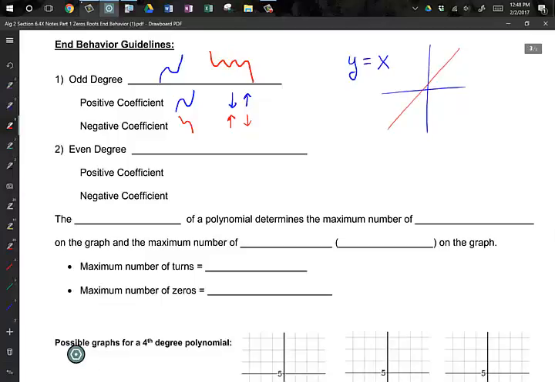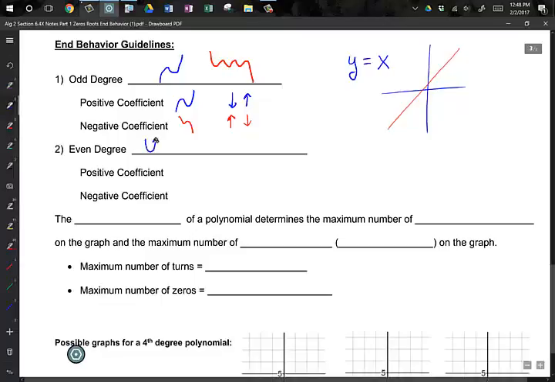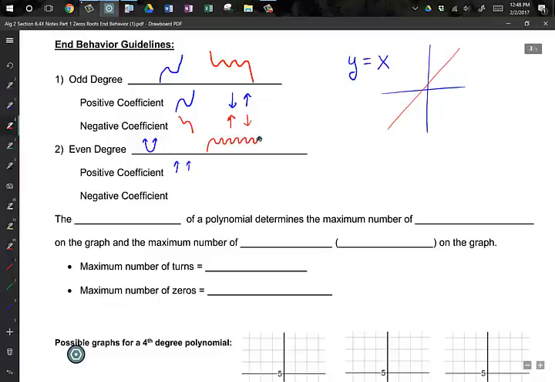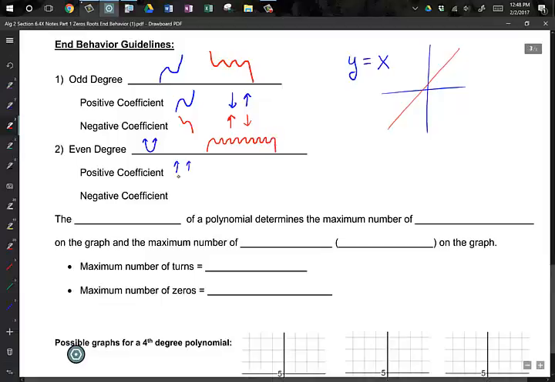Because it's positive, right? All right, let's look at our even degrees. Even degree, positive coefficient, starts high, ends high. Negative coefficient, starts low, ends low.